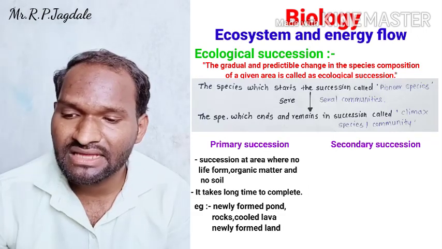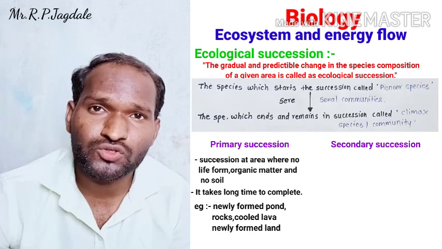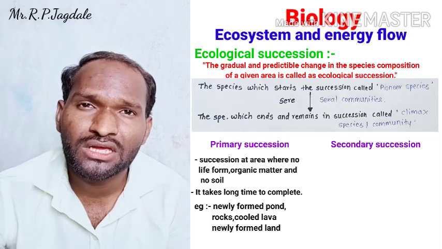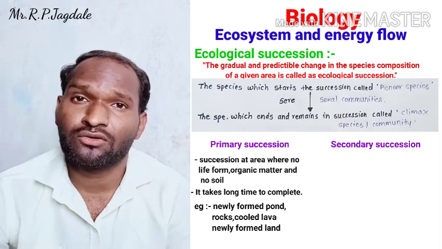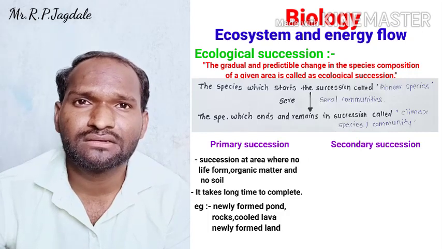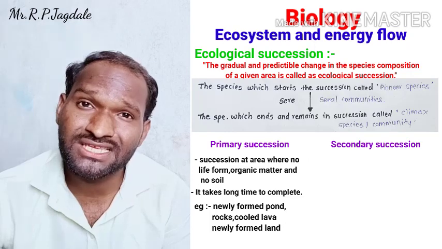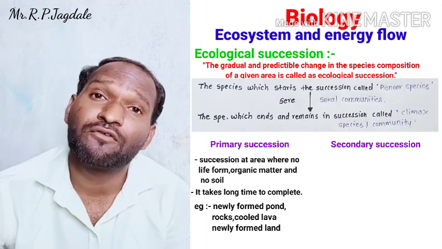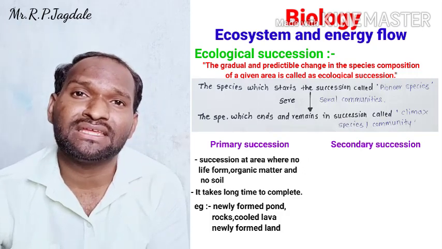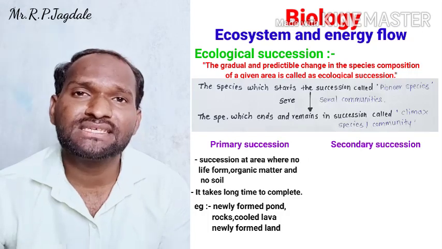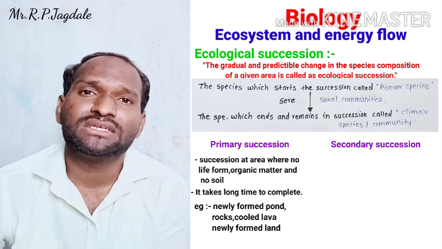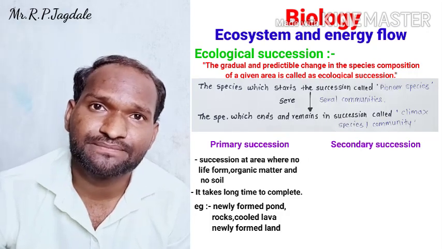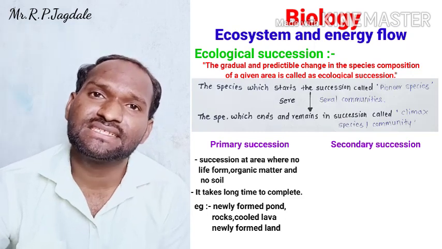Another example is rock, where no soil and no organic matter is present. Then cooled lava, where no living things were there earlier, no organic matter, no soil. Then newly formed land, where no farming took place earlier. If succession takes place at any of these, it is called primary ecological succession. Now coming to the secondary succession.